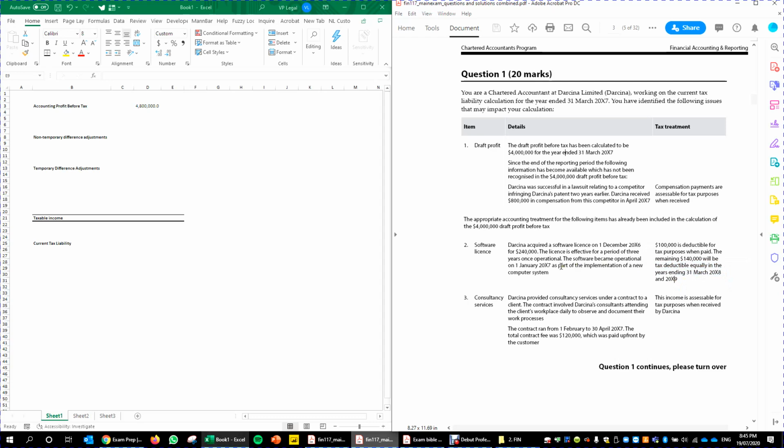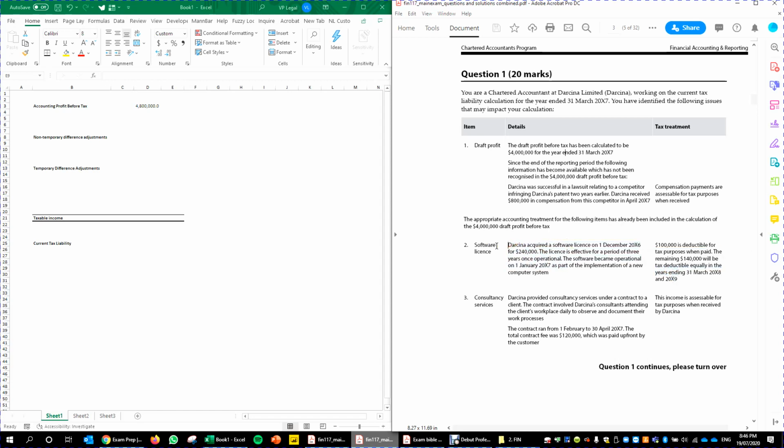Okay, so the trick here is it's saying that the following items have already been included in the $4 million using the appropriate accounting treatment. So we need to know how each of them are accounted for under the IFRS and also for tax. Although, because this isn't the tax module, they tell us how it's treated for tax. But we do need to know how it's treated for accounting.